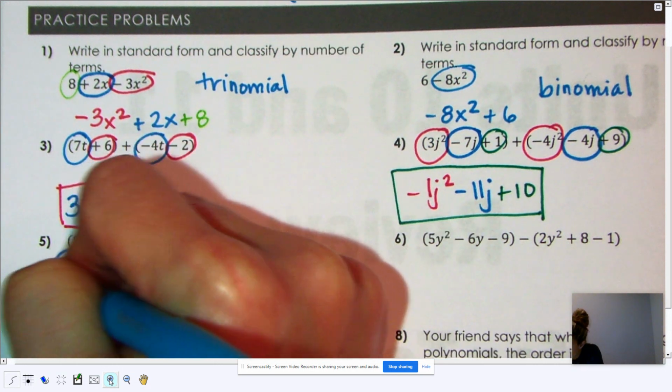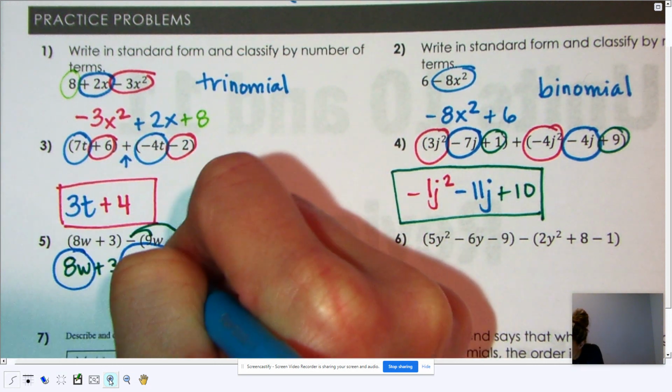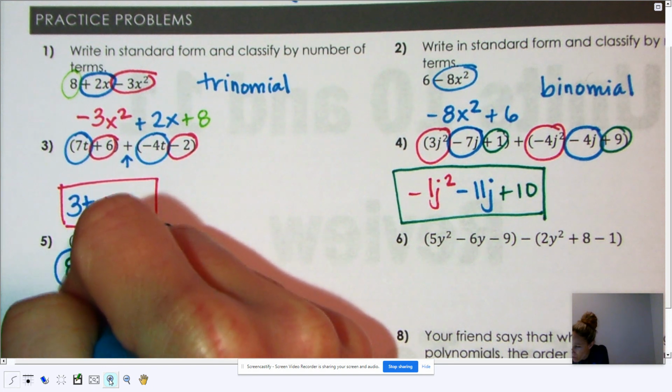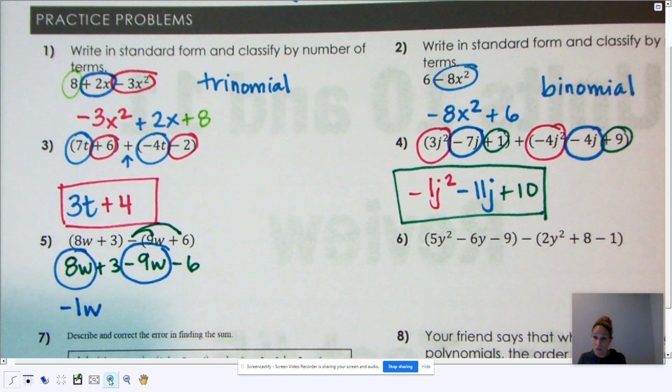So I'm going to say I have a w here, and I've got a w here. If I have 8 of them and I take away 9, I'm 1 short. So negative 1w again. I wouldn't write the 1 in my answer. I'm just showing you guys the math that we did to get there.